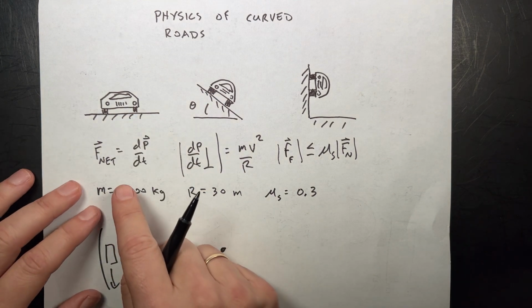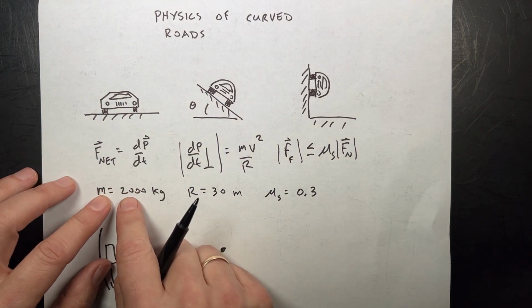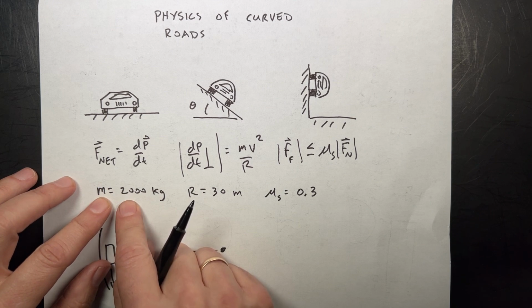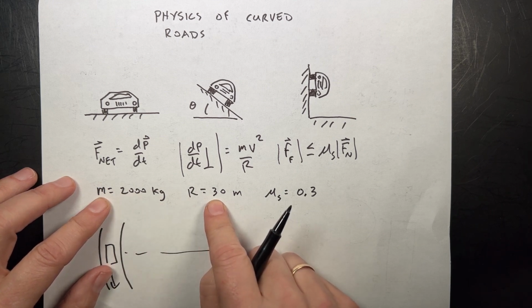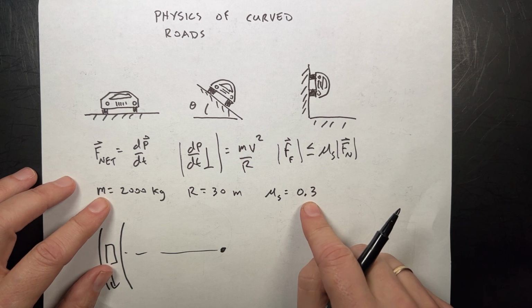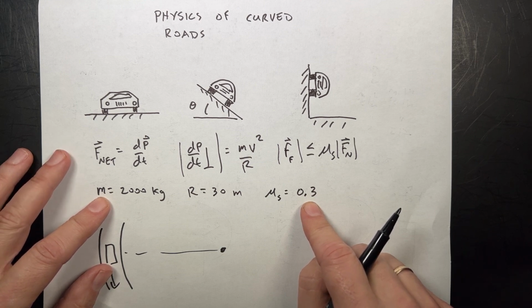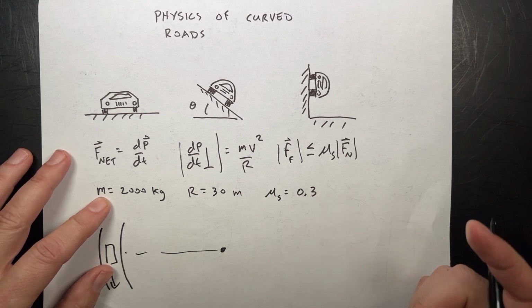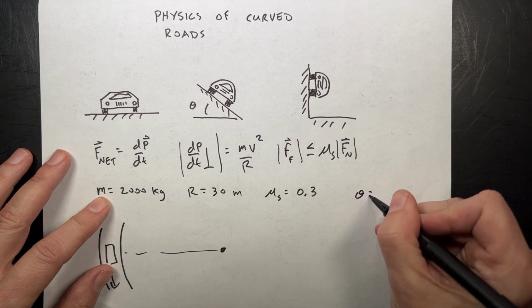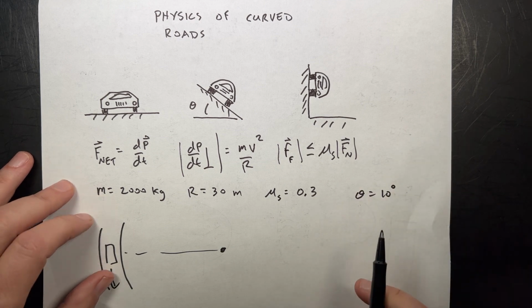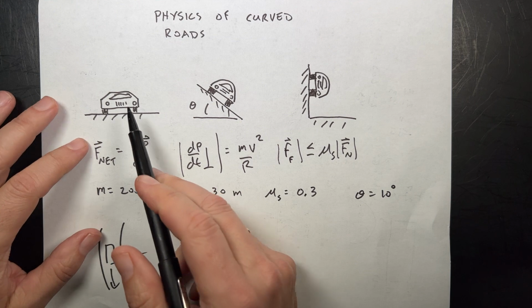In all of these, I am going to use some values. The mass of the car is 2,000 kilograms. The radius of the curve is 30 meters. The coefficient of friction between the tire and the road is 0.3. I'm just making up these things. And then theta equals 10 degrees. I'll put in some numbers to calculate these for you.